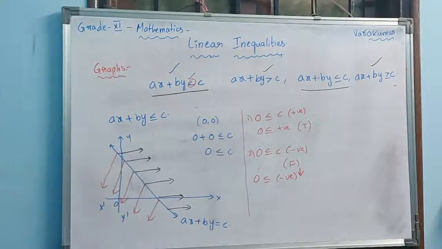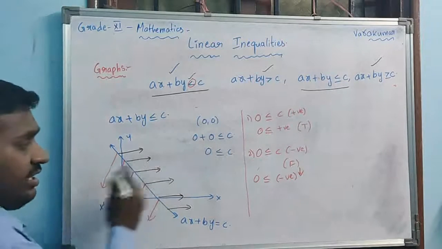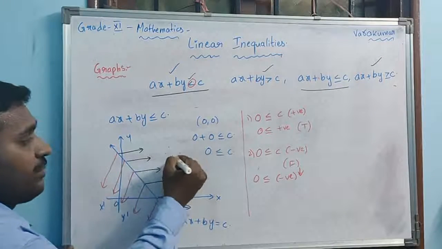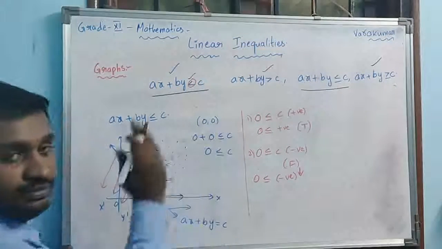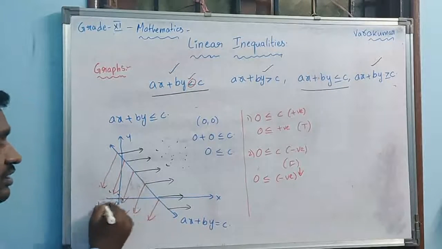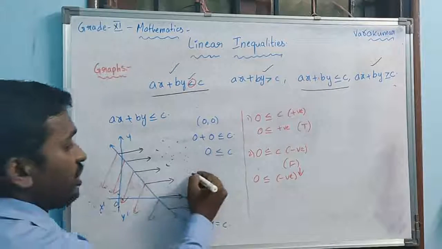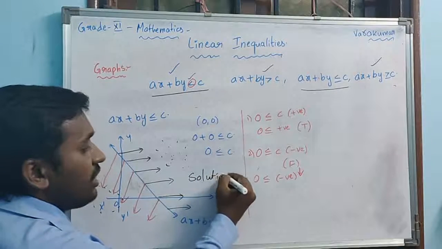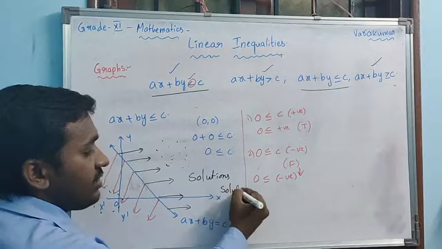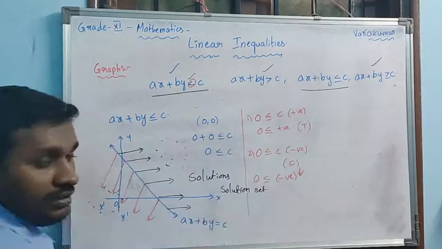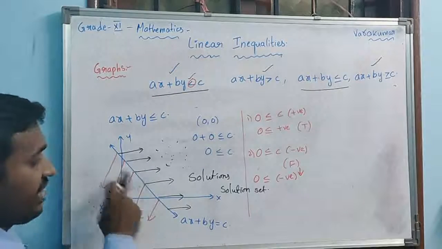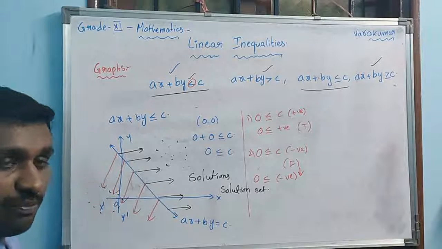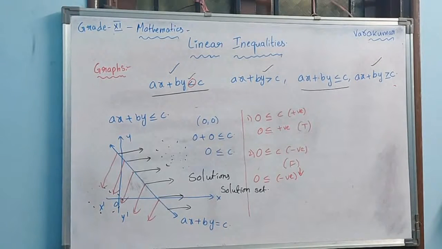Clear? Fine. Now, say when we are shading here, we will get so many values. Suppose I am shading this side, it means all these values are included. What are these values called? These values all together are called solutions, and the set is called the solution set. That will lie in any one of the half planes. Remember, every line divides the plane into two parts, half plane 1, half plane 2. Now let us do some more model sums, then we can understand very well.